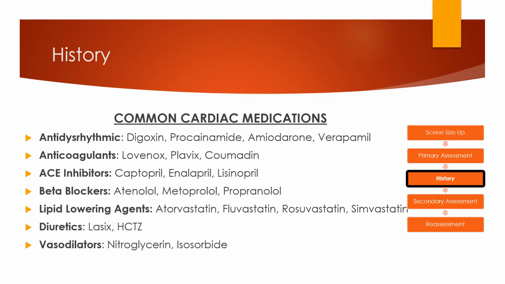Patients may also be prescribed vasodilating medications like nitroglycerin or isosorbide. Okay, so patients who are prescribed nitroglycerin may have already taken it prior to your arrival because they are having chest pain, and the goal of things like nitroglycerin is going to be to reduce preload, reduce myocardial oxygen demand, and hopefully relieve pain.